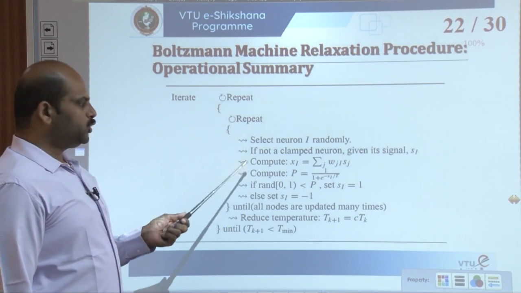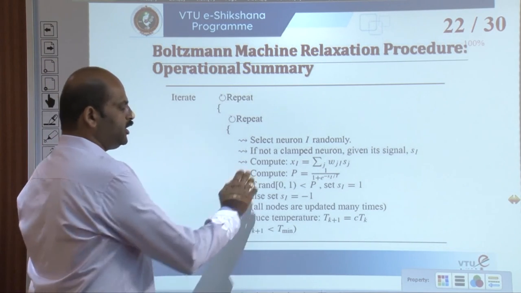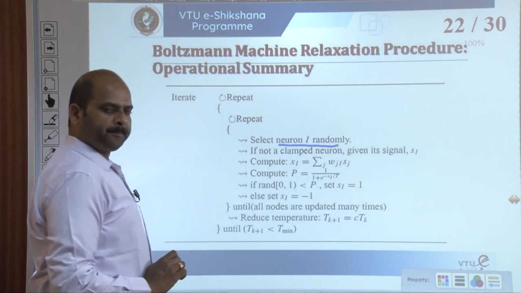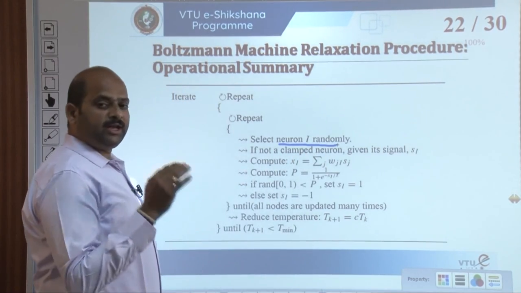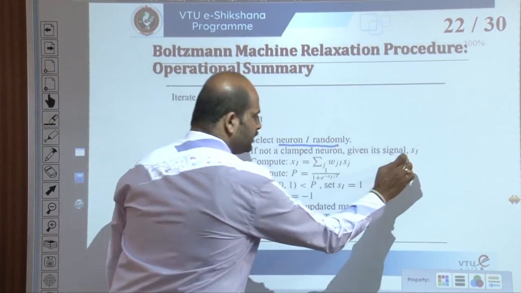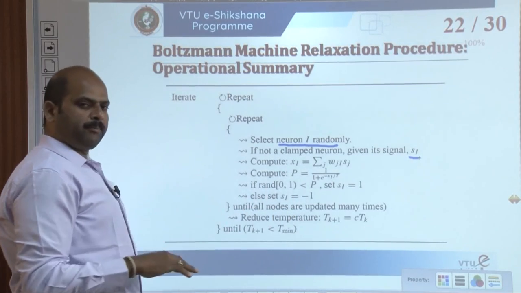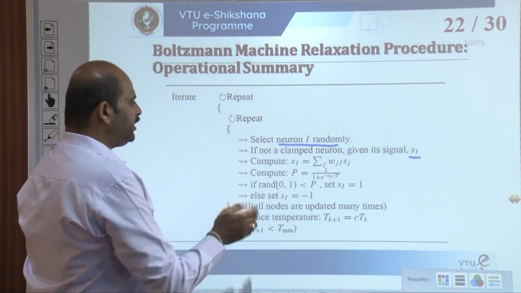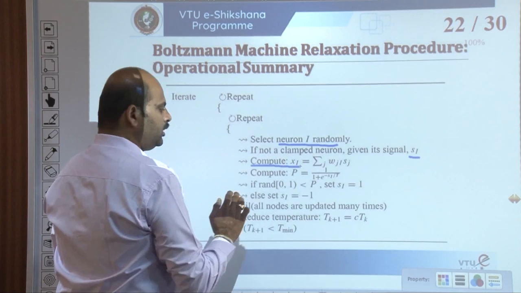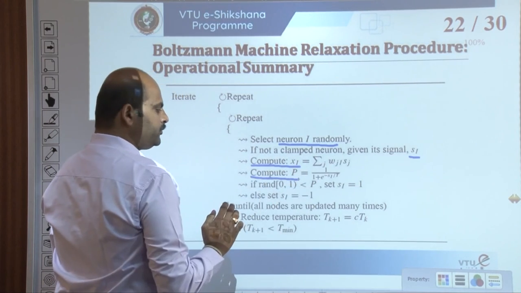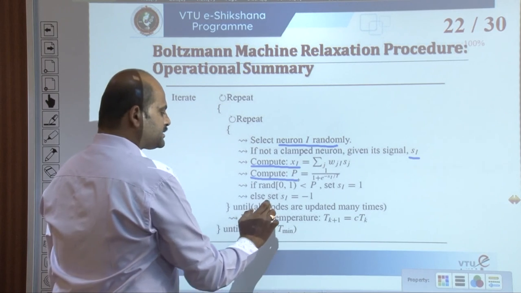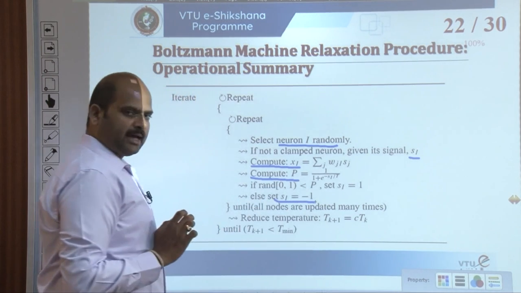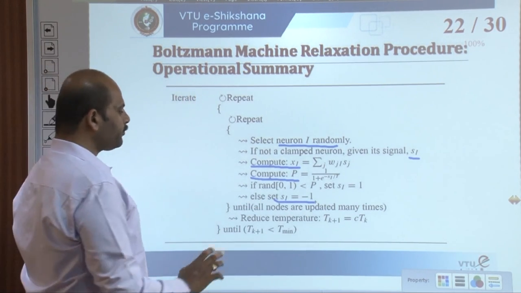We need to do the process. Select neuron i randomly. If it is not a clamped neuron, we need to give the signal Si. If it is clamped, there is no need to give the signal. We need to compute the xi value and the P value, and check whether it is random or not. Else, set Si equal to -1.